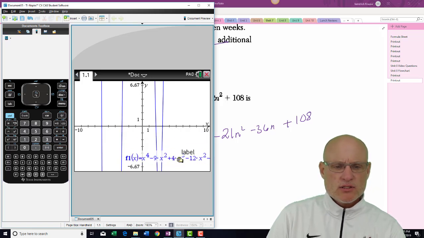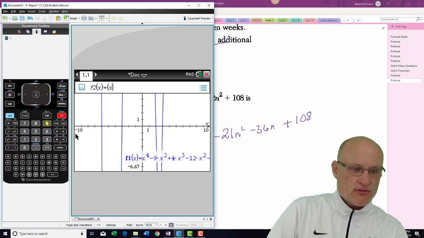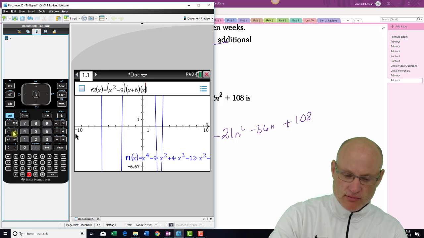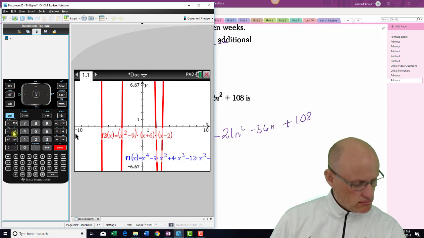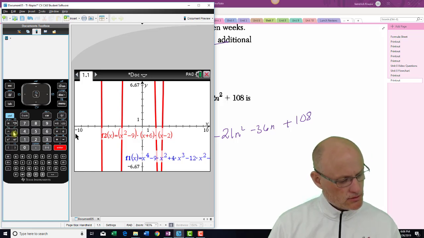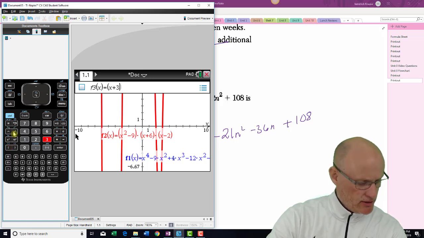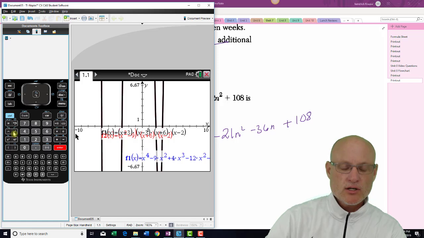All right, so now I'm going to press tab, and I'm just going to do these answers, which are x squared minus 9, parenthesis, x plus 6, parenthesis, x minus 2. Oh, there it is. But then I'm going to do the next one. X plus 3, x minus 3, x plus 6, x minus 2. Oh my goodness, that one's on there.